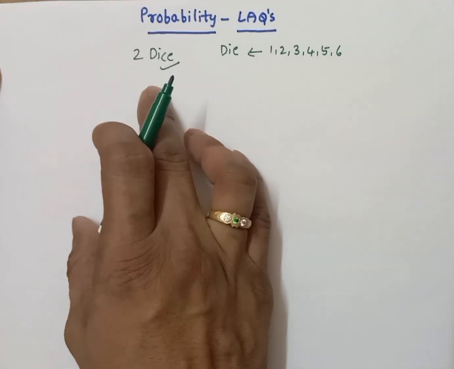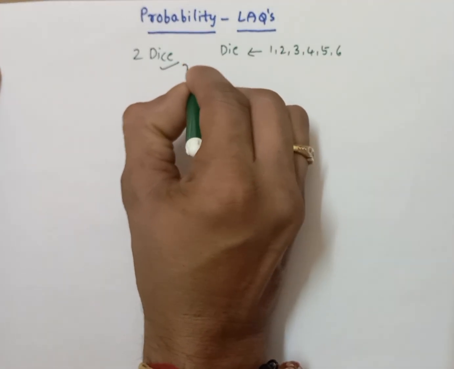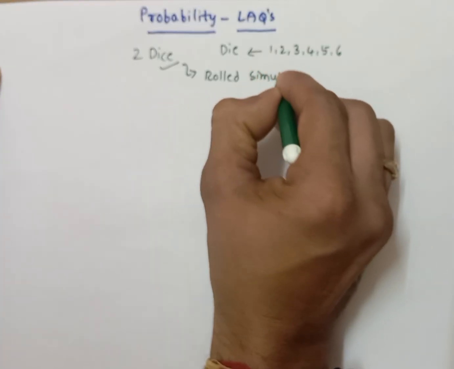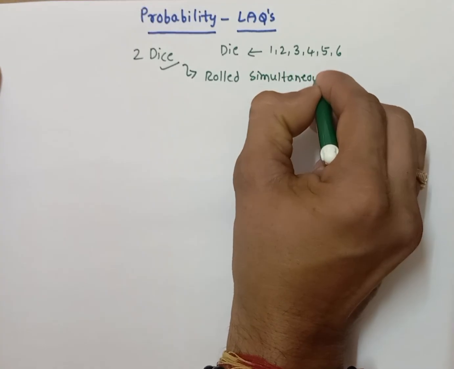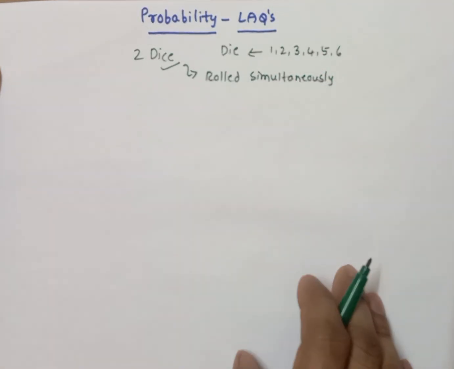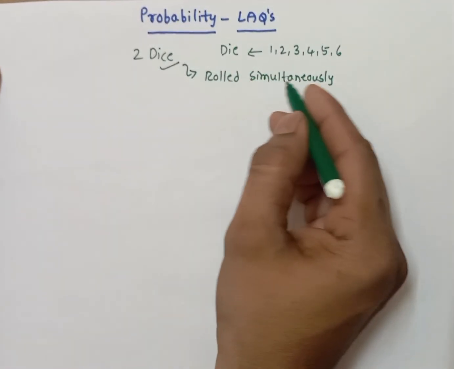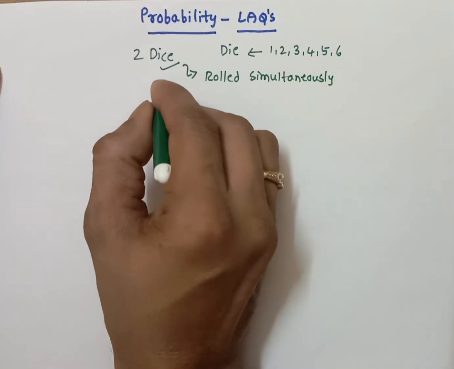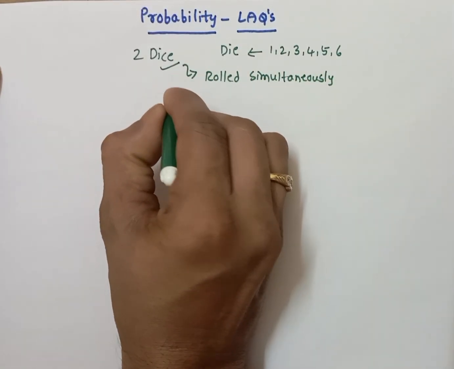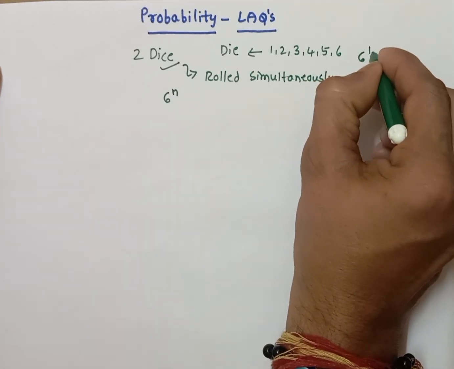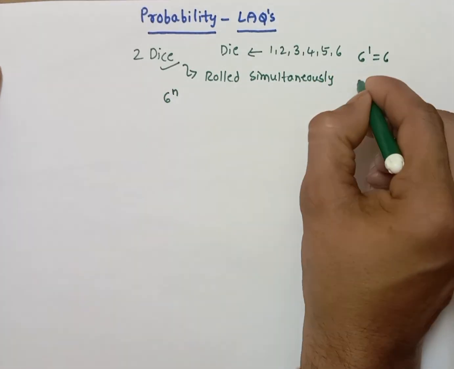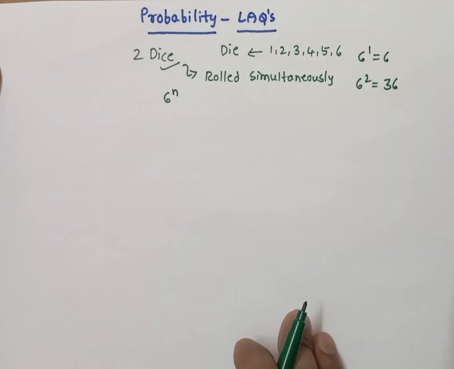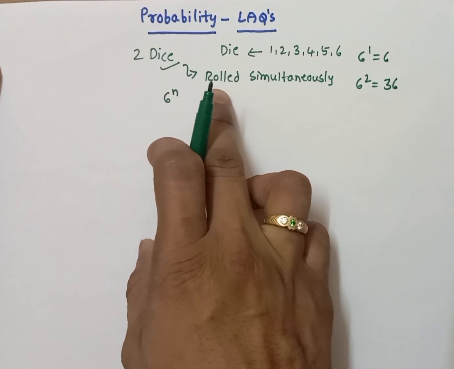What about if two dice are rolled simultaneously? How many outcomes are going to be there? See, it is not 12, it will be 36. See how we get it: it is 6 to the power of n. If it is a single die, 6 to the power of 1 is equal to 6, and if it is two dice, 6 to the power of 2 is equal to 36. So 36 outcomes will be there whenever two dice are rolled simultaneously.